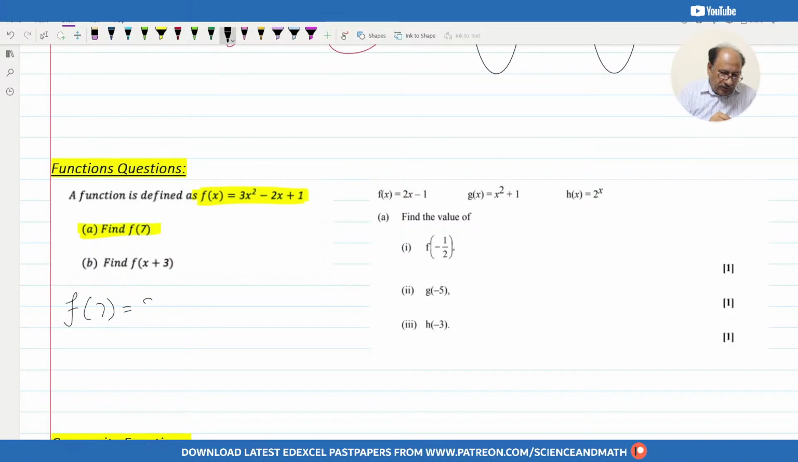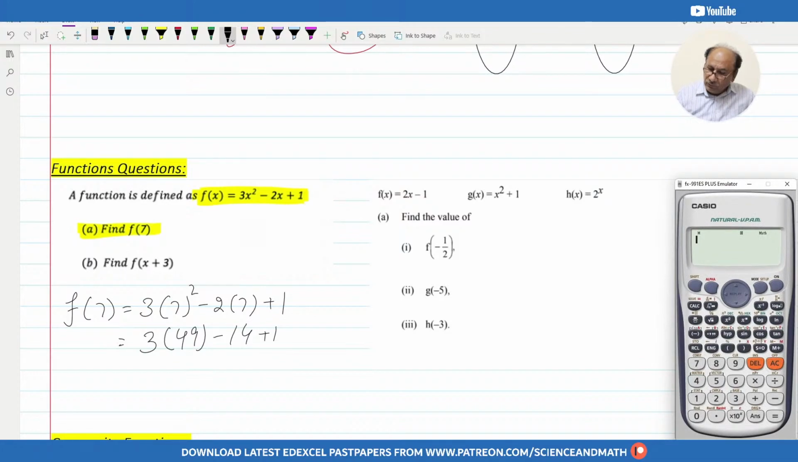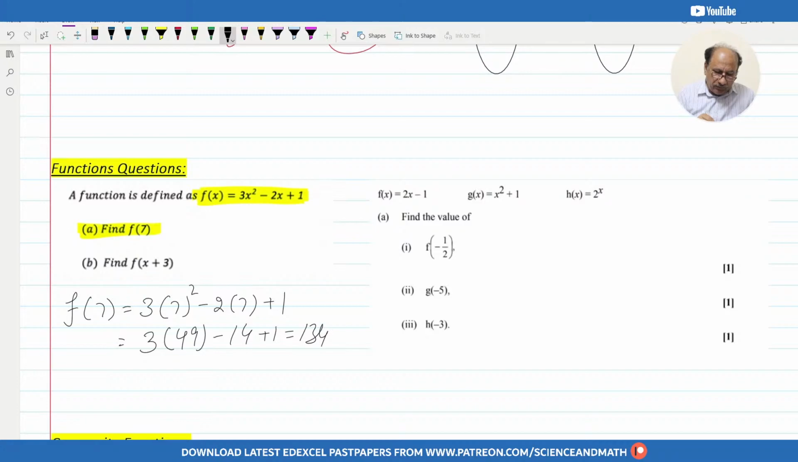So we will write 3 into 7 squared minus 2 into 7 plus 1, and this will be 3 into, 7 squared will be 49. So we can take 3 into 49 minus 14 plus 1, and further we can also use the calculator. This will result in 134. So the answer will be 134 for this part a.